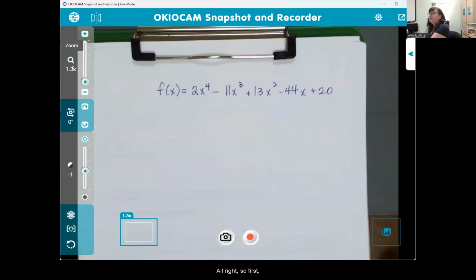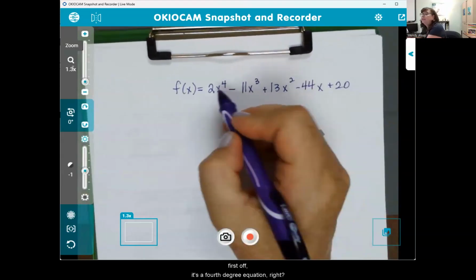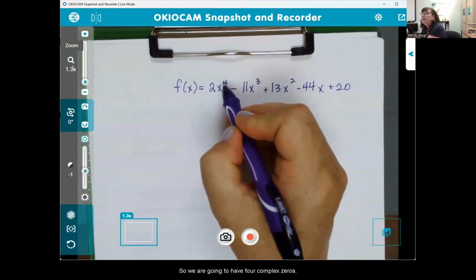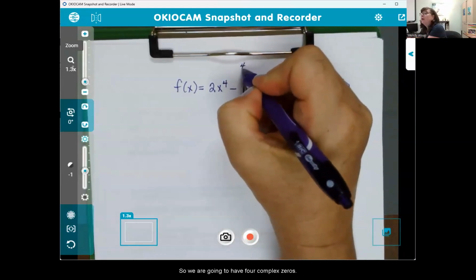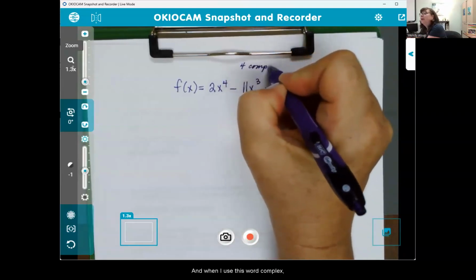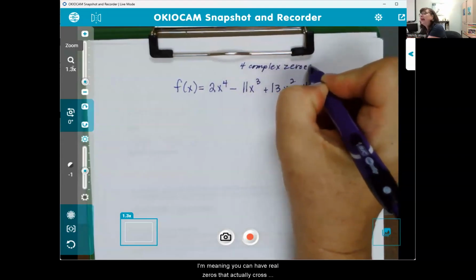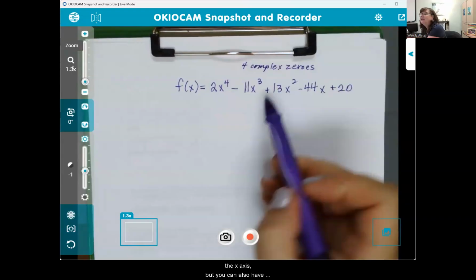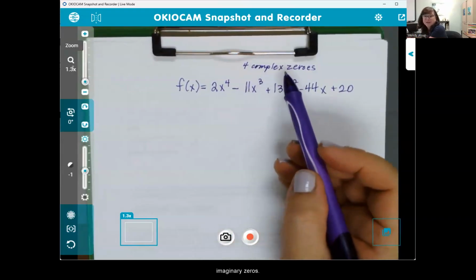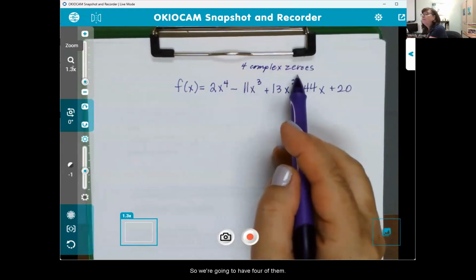All right, so first off, it's a fourth degree equation, right? So we are going to have 4 complex zeros. And when I use this word complex, I'm meaning you can have real zeros that actually cross the x-axis, but you can also have imaginary zeros. So we're going to have 4 of them.